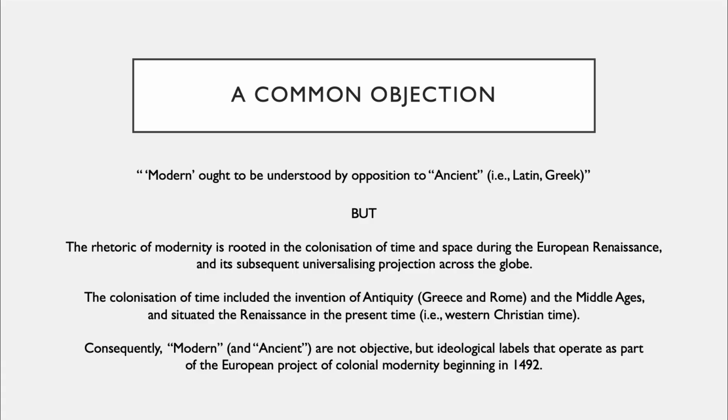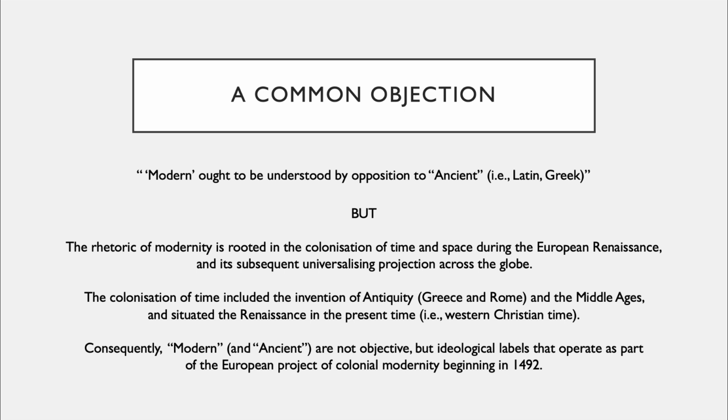Now, there's a common objection I often encounter when I critique the idea of modernity as being intractably linked with colonialism. Some people say, well, the label modern is just by opposition to the label ancient, meaning the Latin and Greek languages. But we need to understand that neither the label modern nor that of ancient fall from the sky or operate in a vacuum. Rather, and contrary to the naturalization that they have undergone in our society, these labels were created in a very specific time with a very specific political purpose in mind.